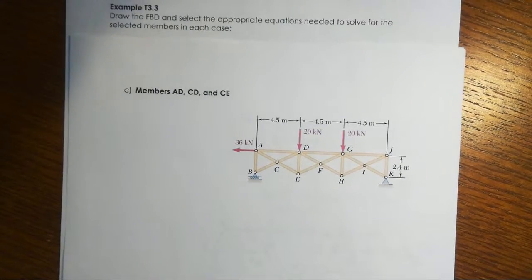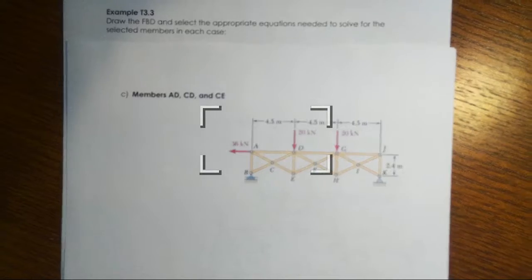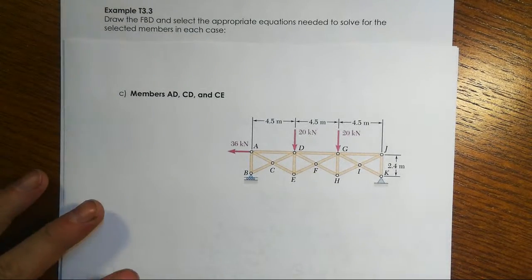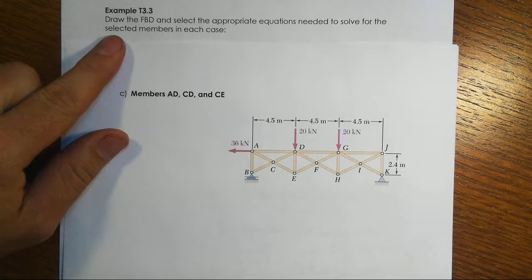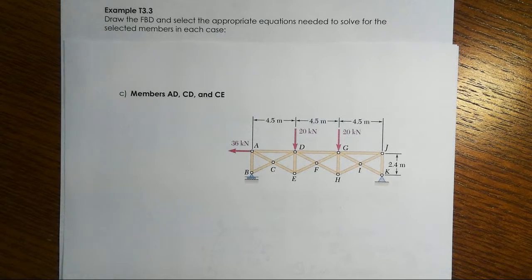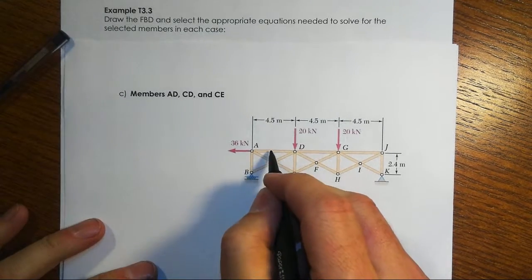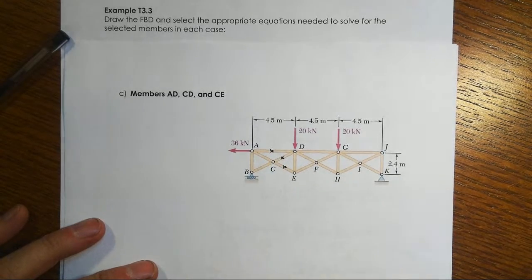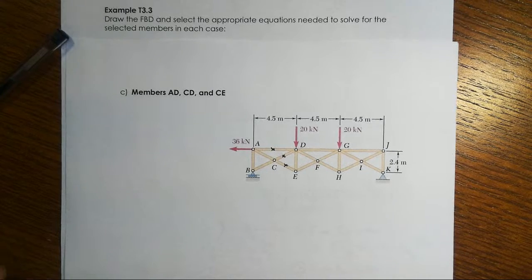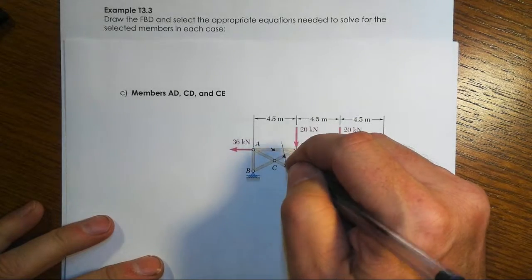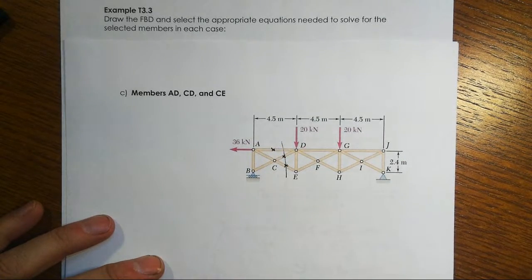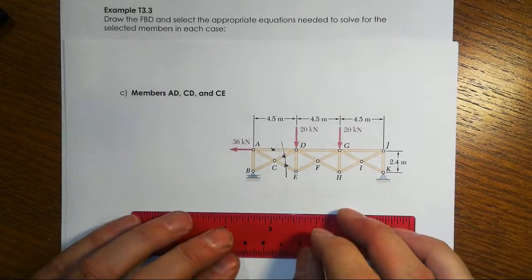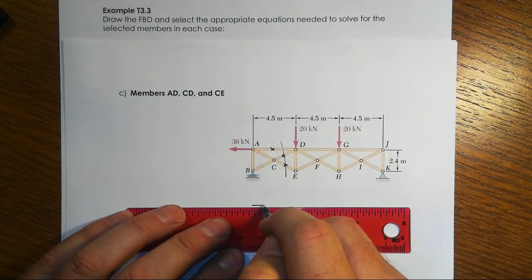Alright, this interesting roof truss type of system has a variety of different loads on it. We're being asked to draw free body diagrams and select appropriate equations. In other words, conceptually solve the problem we've been given. We're supposed to find AD, CD, and CE. That looks to me like it calls out for potentially cutting right through all three of them, and let's see what we get if we do that. It doesn't always work out, but we can try it.